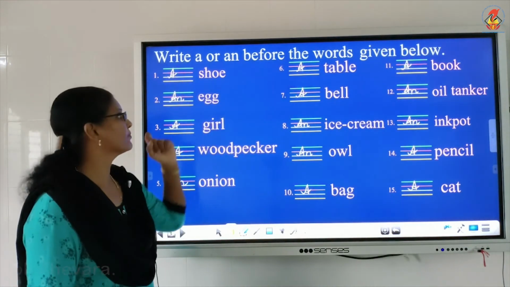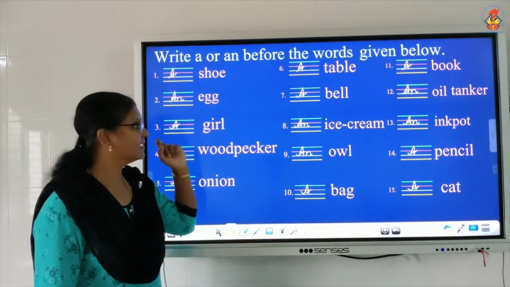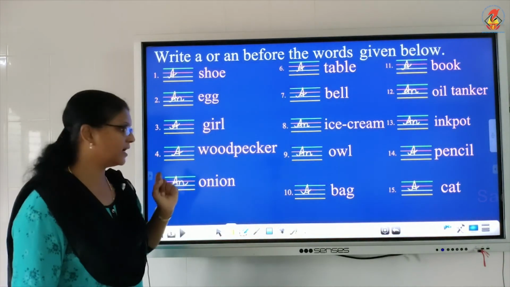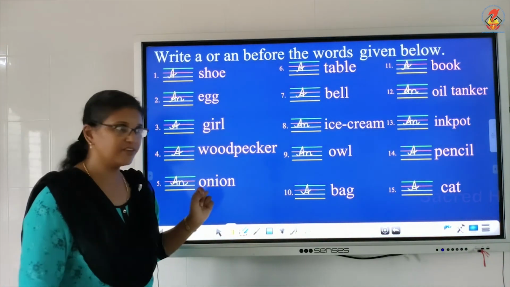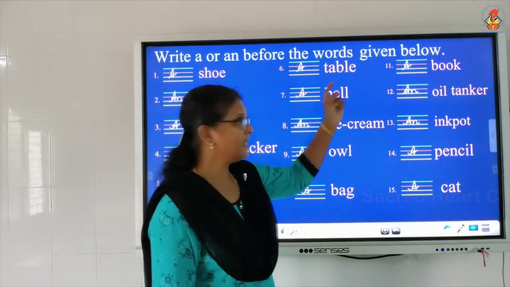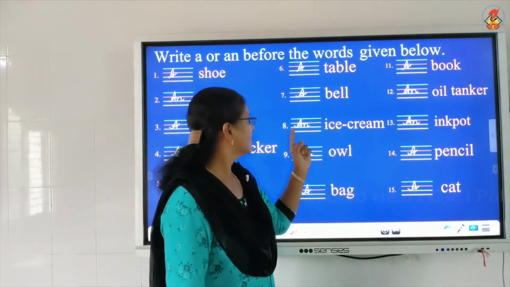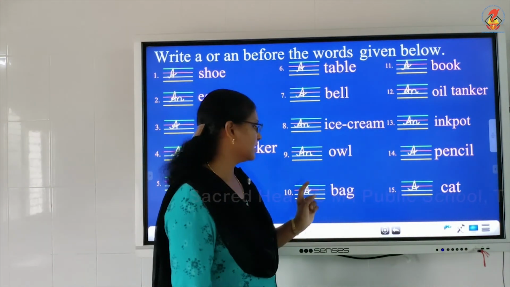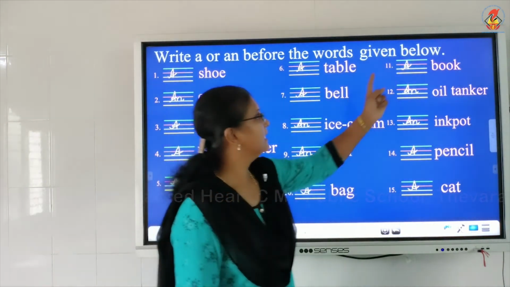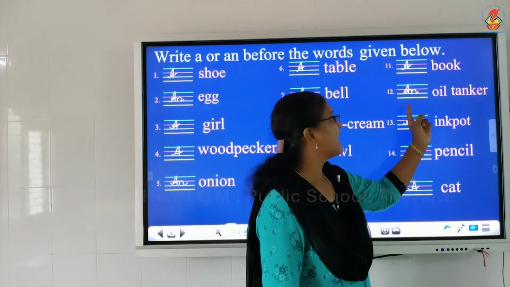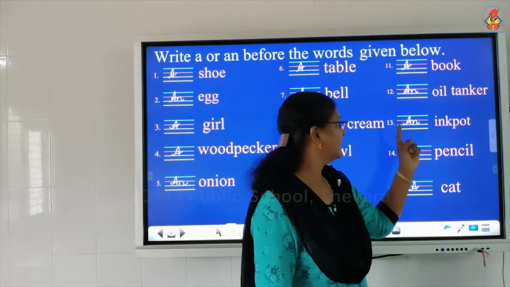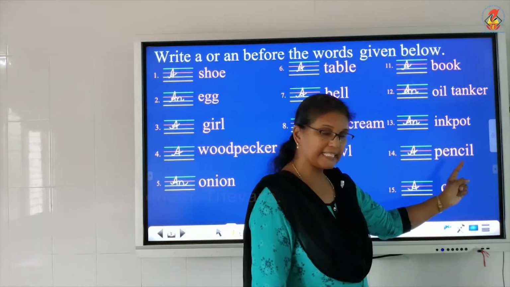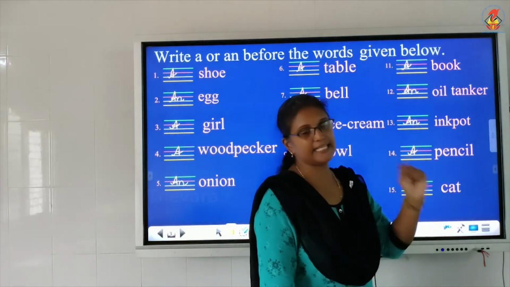A shoe, an egg, a girl, a woodpecker, an onion, a table, a bell, an ice cream, an owl, a bag, a book, an oil tanker, an ink pot, a pencil, a cat.